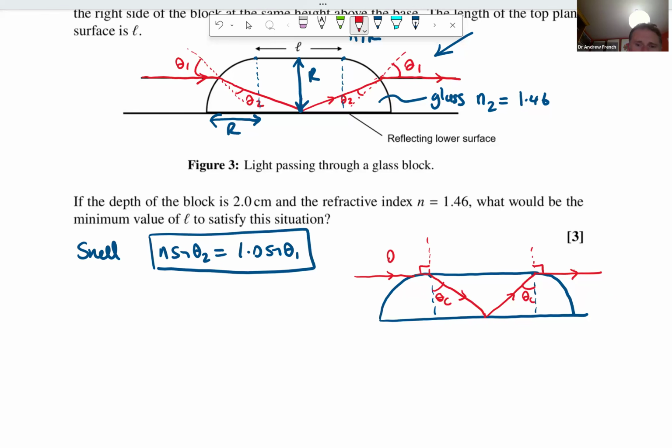So what have we got? That's θ1, and that's θ1, and there's θ2, which is θc. So when we have a critical angle, I'll draw my normal. No, that's fine. Our normal here, I guess that's probably what makes this hard.